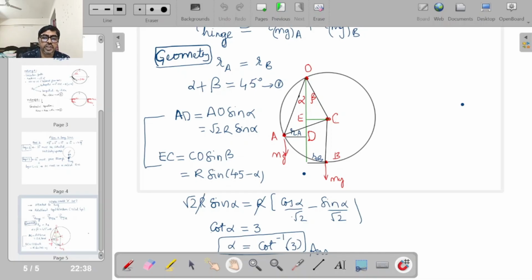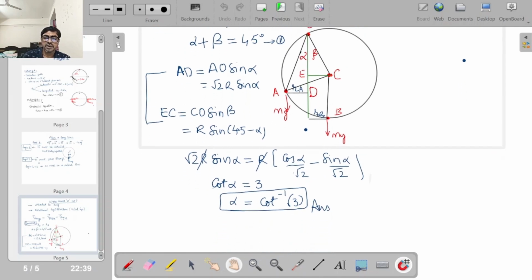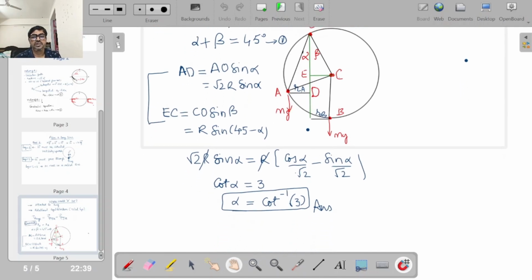Very good. AD you will calculate from the bigger triangle, that is AO sin alpha, and EC I will calculate from the smaller triangle, and that is CO sin(45 minus alpha). Equating that, I will get alpha equal to cot inverse of 3 there. So this geometry part also I have completed. With that the problem is solved completely, and it is a very classical good question properly within the IIT JEE Advanced syllabus. Probably the entire thing will not be asked in one question, but the concepts are very relevant.